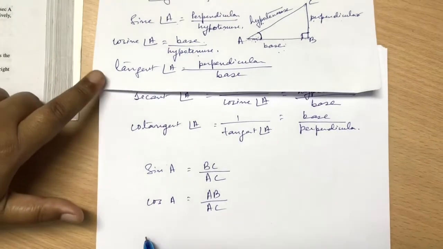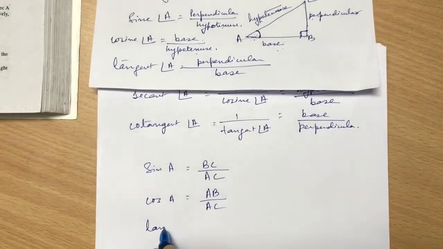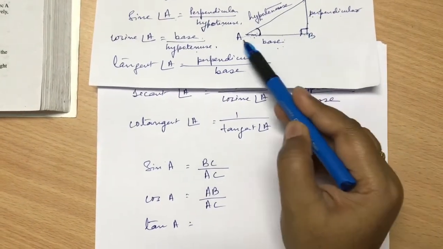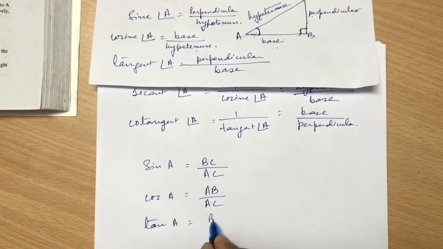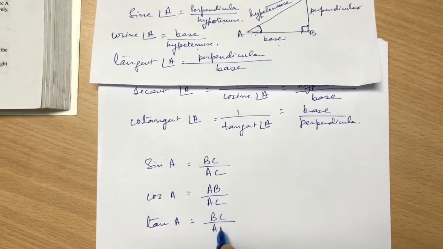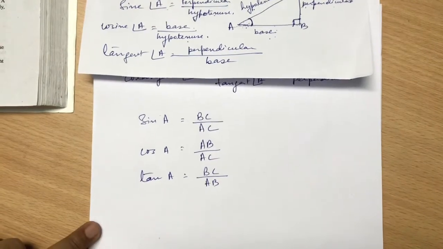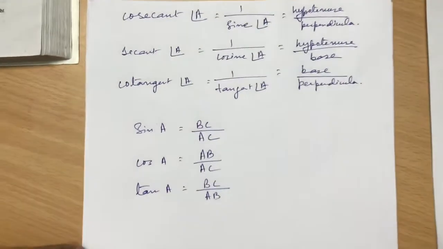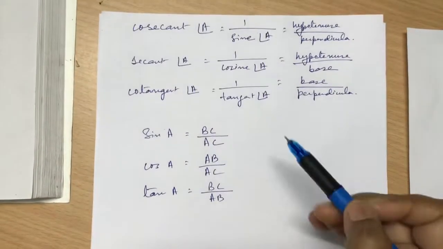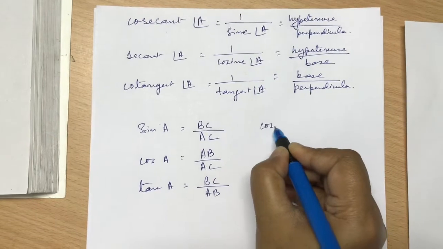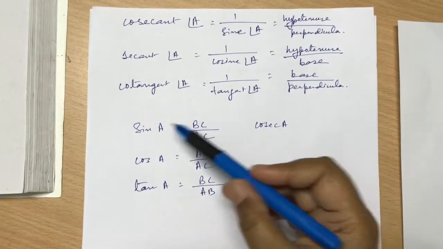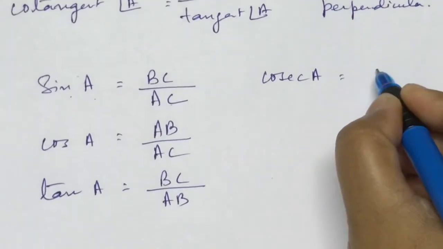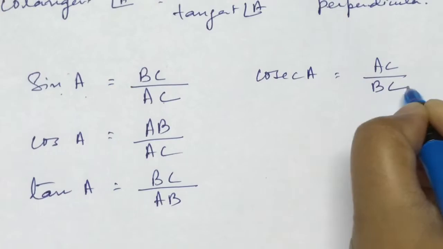Fine. Then you have tangent of angle A. Tangent of angle A is written as tan A. What is tan A? Perpendicular by base. That means it is BC by AB. Fine. I have finished with this paper. Now I am going to cosecant. Cosecant is written as cosec A. Cosec A is the reciprocal of sine A. That means you will have it as AC by BC.